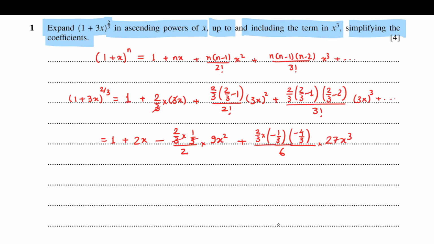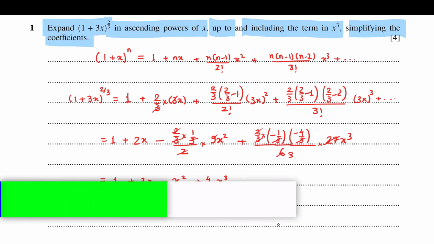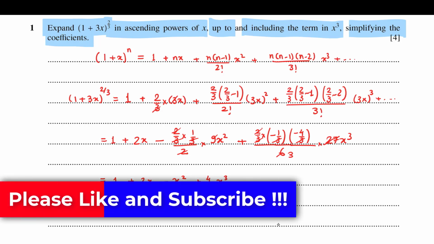Now this 3 gets cancelled with this 9, this 2 gets cancelled with this 2, and then here we have 2, and 3 into 3 into 3 is 27, and this 27 gets cancelled, and minus minus becomes plus. Finally we got the answer: 1 + 2x - x square + (4/3)x cube, and that's the answer in ascending powers of x, including the term x cube.